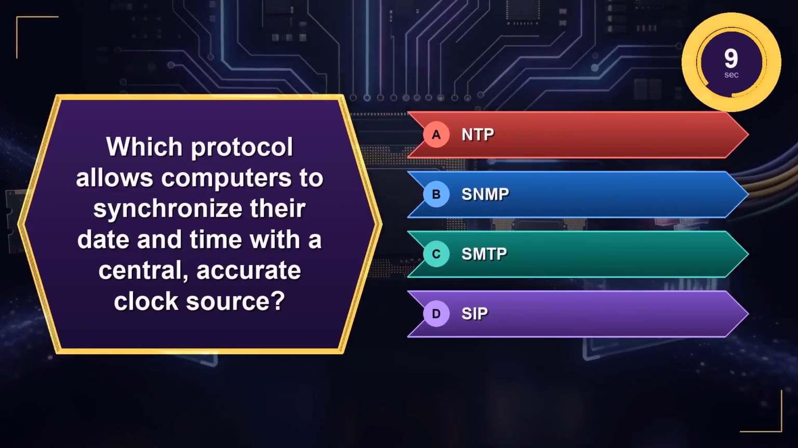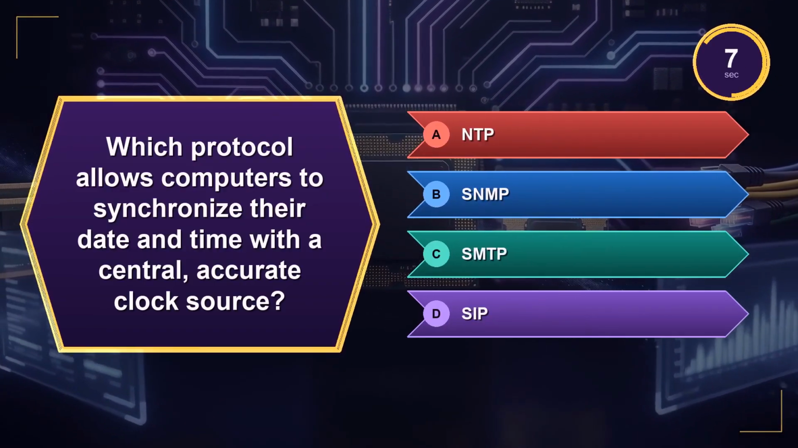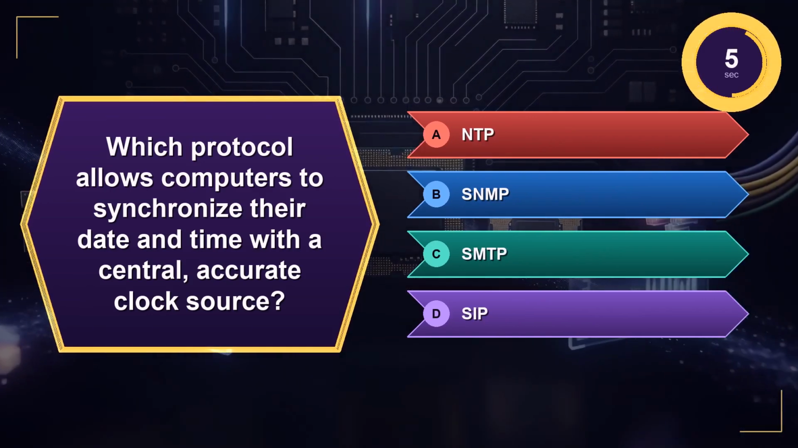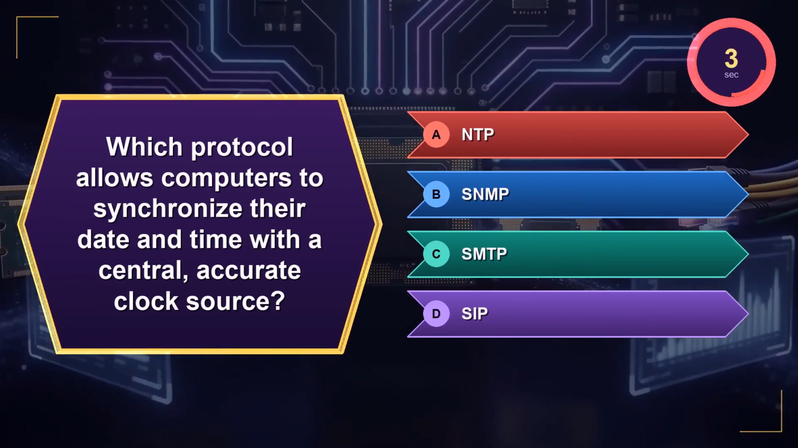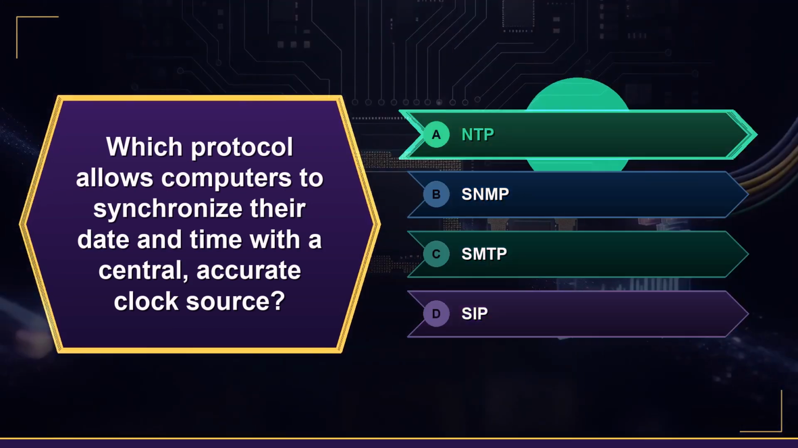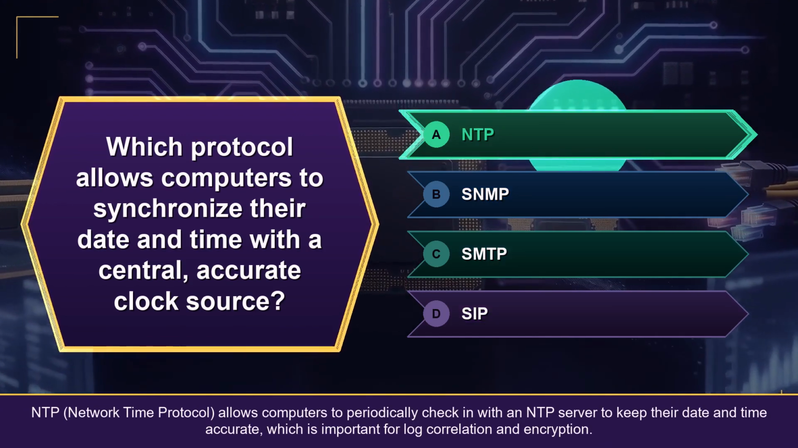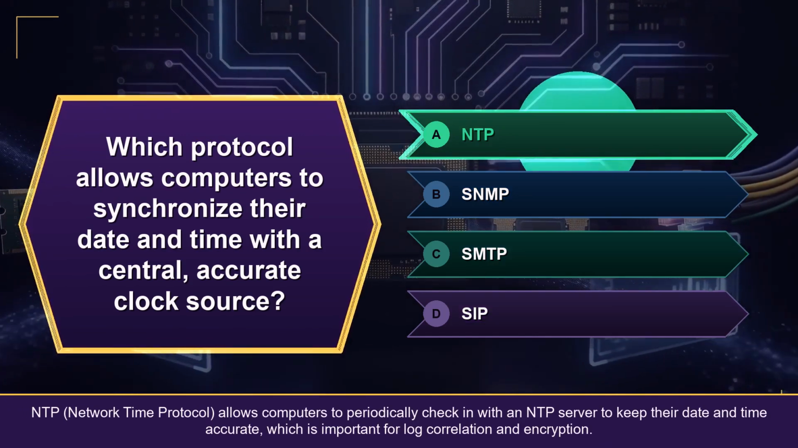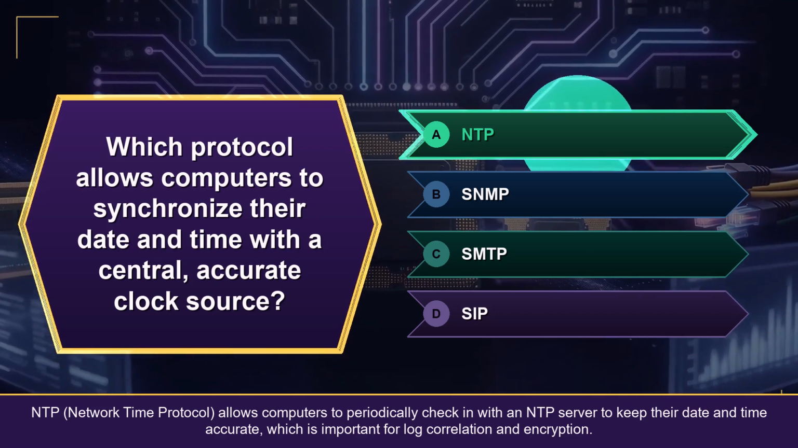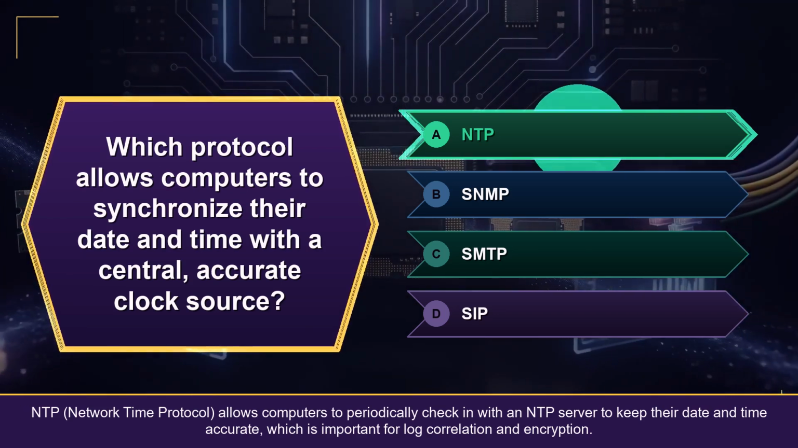Which protocol allows computers to synchronize their date and time with a central, accurate clock source? NTP, Network Time Protocol, allows computers to periodically check in with an NTP server to keep their date and time accurate, which is important for log correlation and encryption.